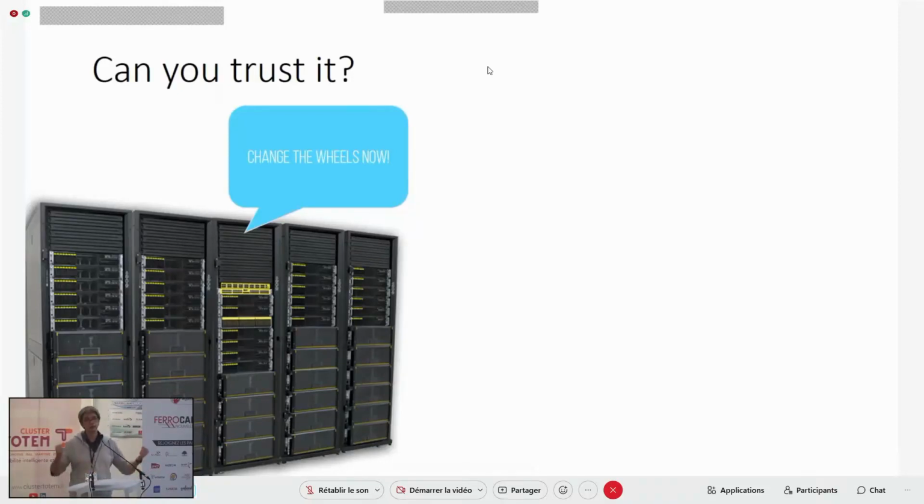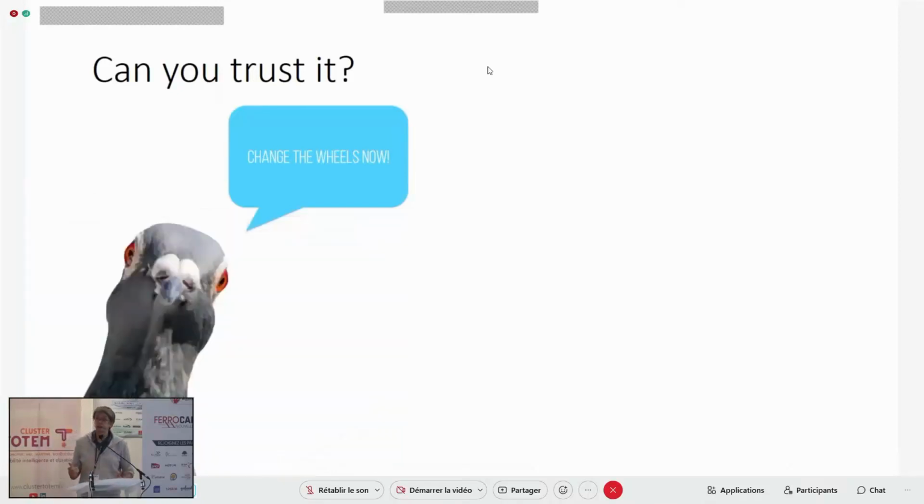You have millions of dollars at stake. Everybody says yes, because the performance of the computer is better than a specialist. Look at this specialist: you have 90% performance. This computer is 95%. It's better. But what if, instead of a computer, it's a pigeon that says change the wheels now? Why do I say that?